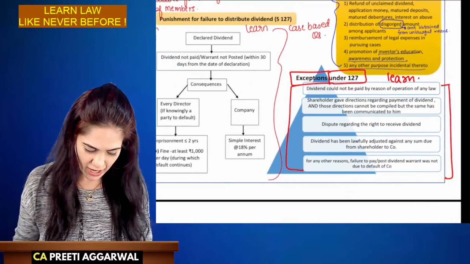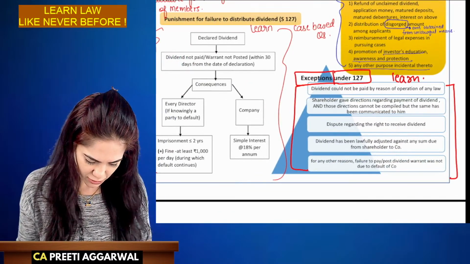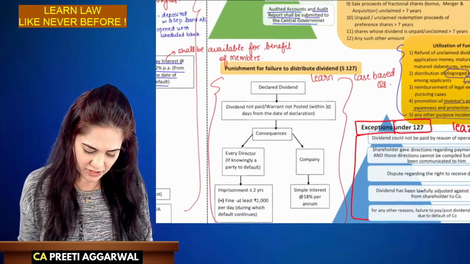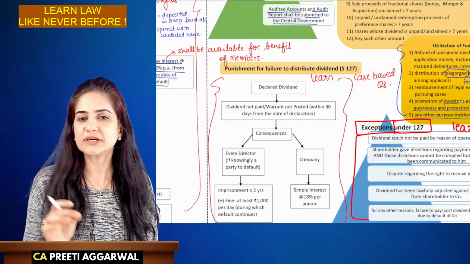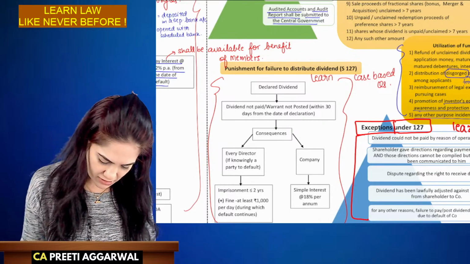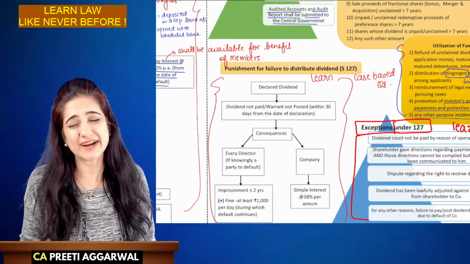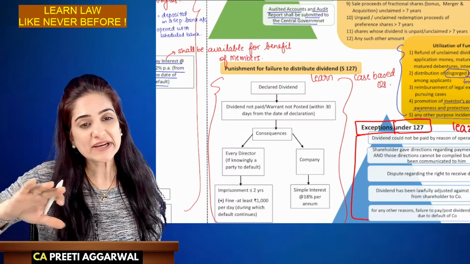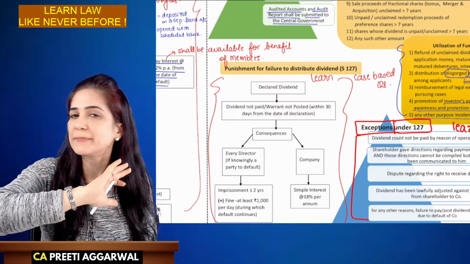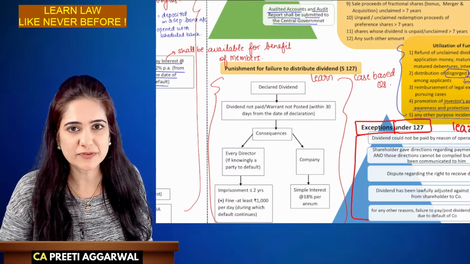Very important, and this is the last part of our discussion. What if the company fails to distribute dividend? See, once the dividend is declared, it must be paid within 30 days. At least you dispatch the warrants. If they receive the warrants after 30 days, company, you are not at fault. At least you dispatched it within 30 days.